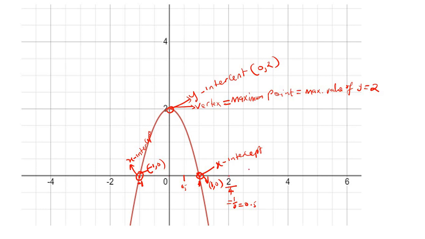So try it out. If you have any questions, drop them in the comment section. This is how we can go with the quadratic graph and the interpretations. I will attend to any question you drop.